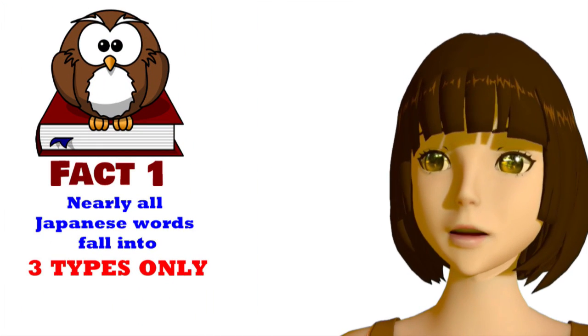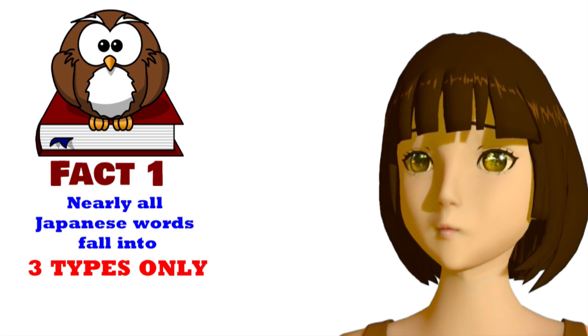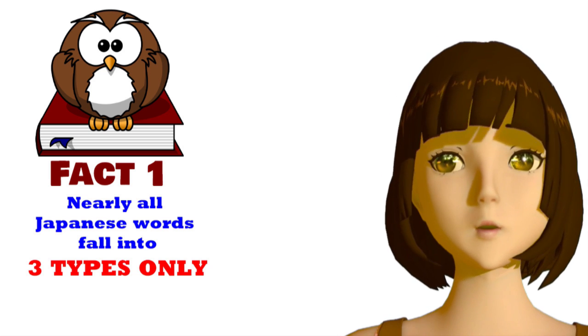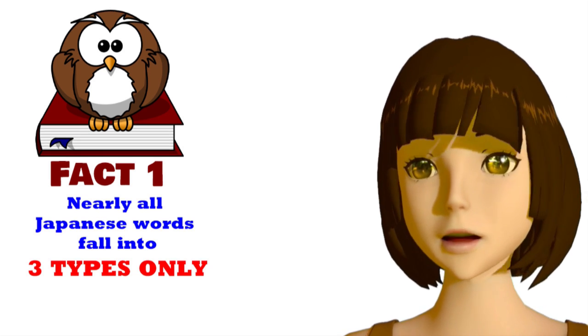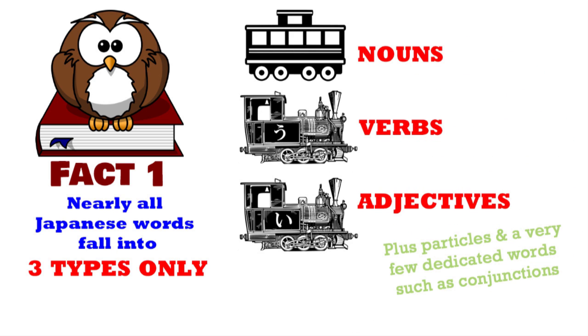Fact 1. Nearly all Japanese words fall into one of 3 categories, just 3. And those 3 categories are nouns, verbs, and adjectives. Now, there are also, as we know, particles. They are not words, but they are the nuts and bolts that hold the language together. And there are a very few, specialized words that don't fall into those 3 categories.